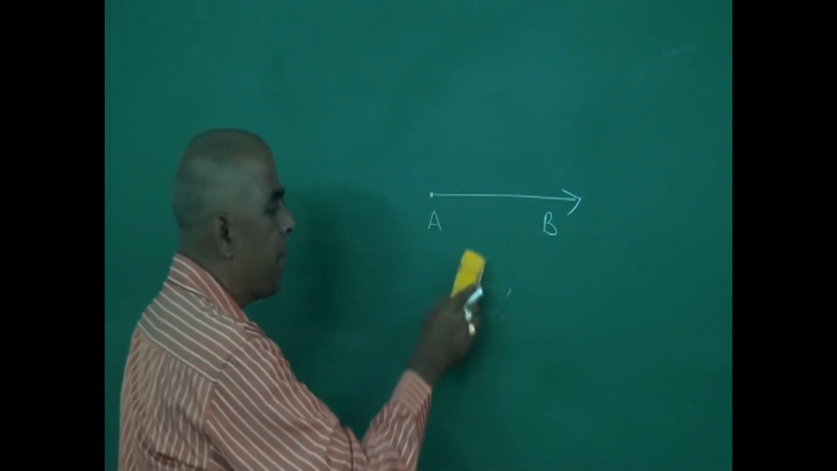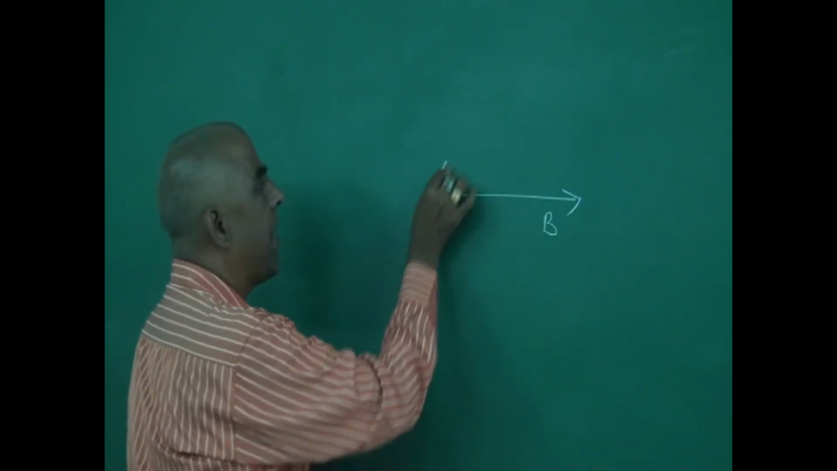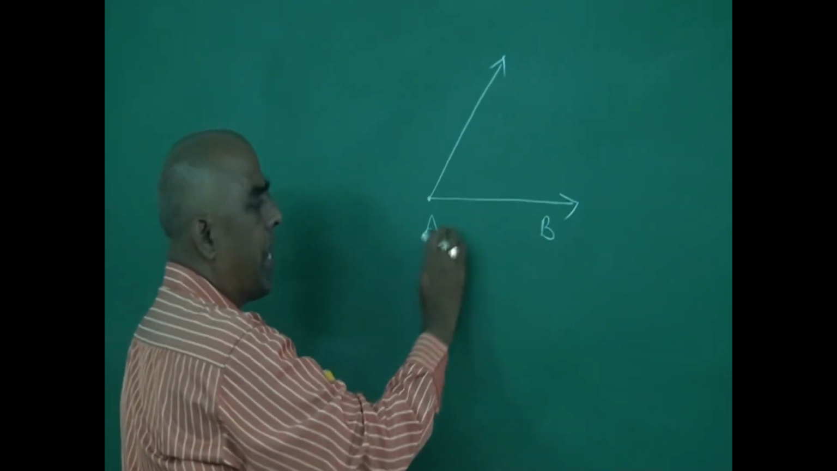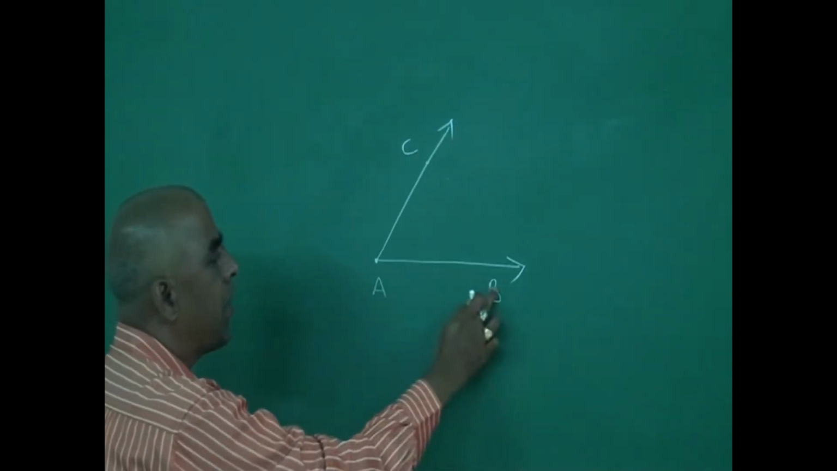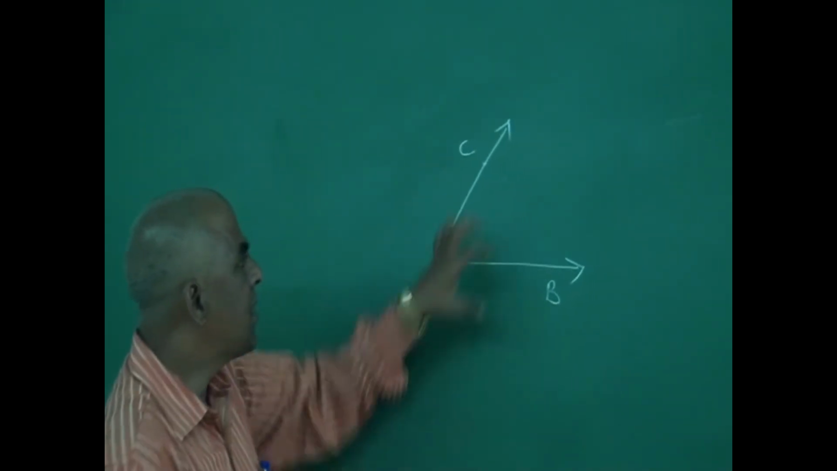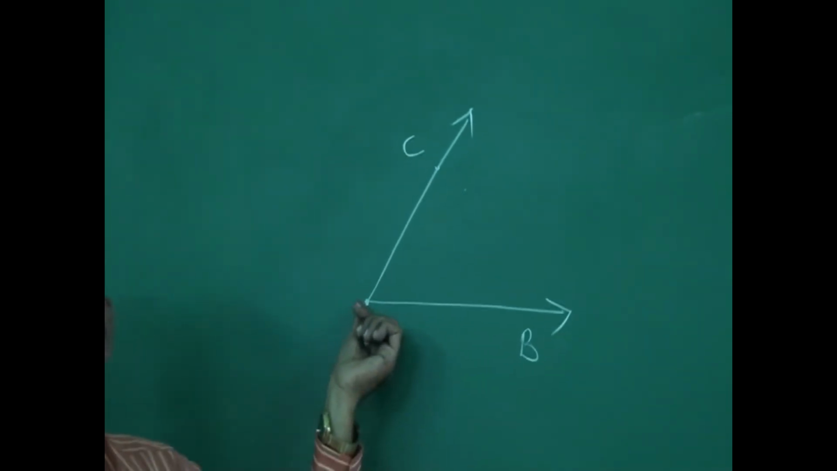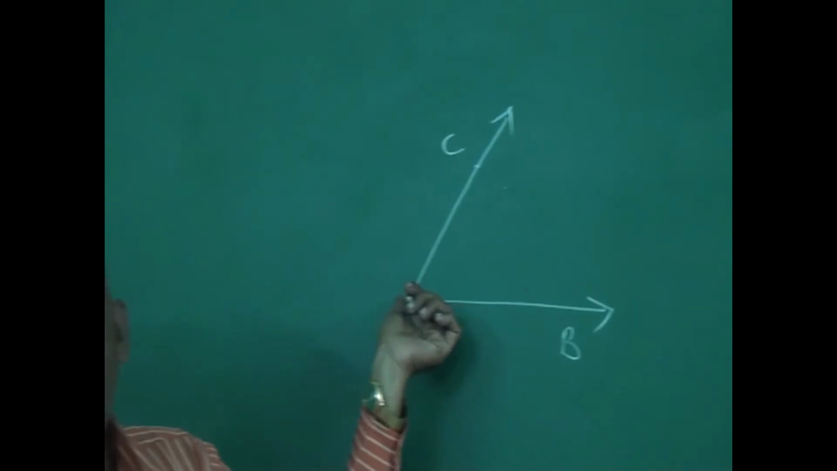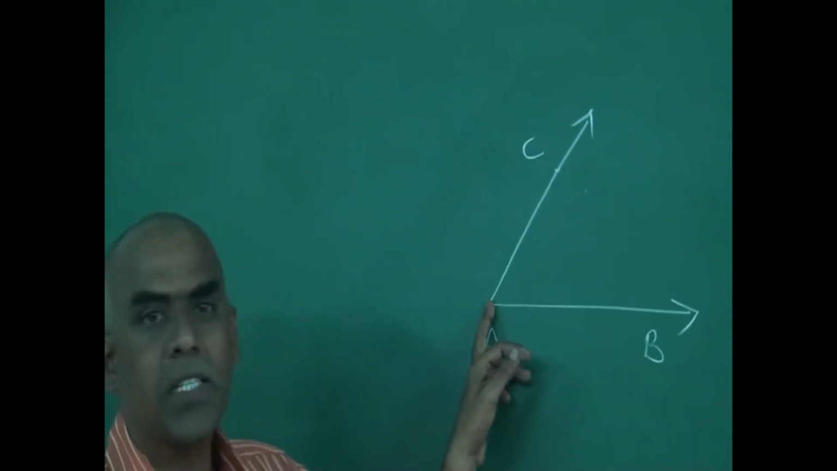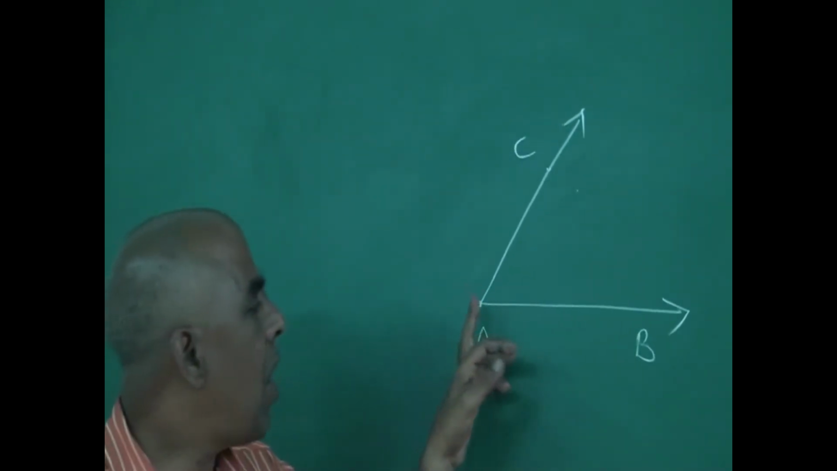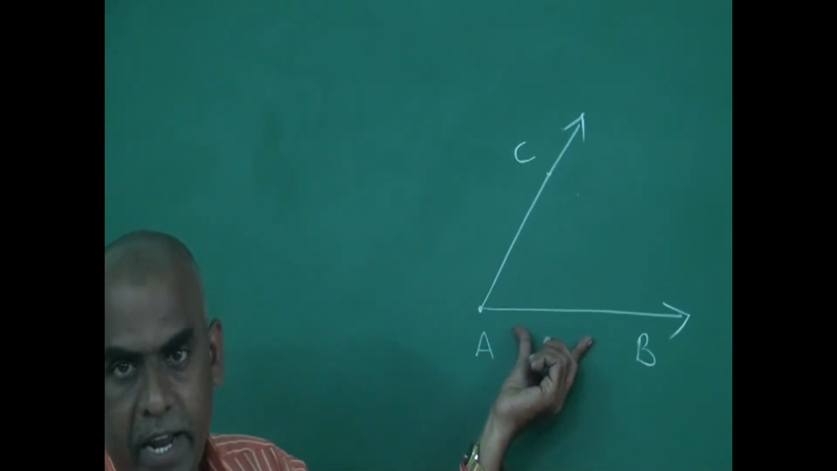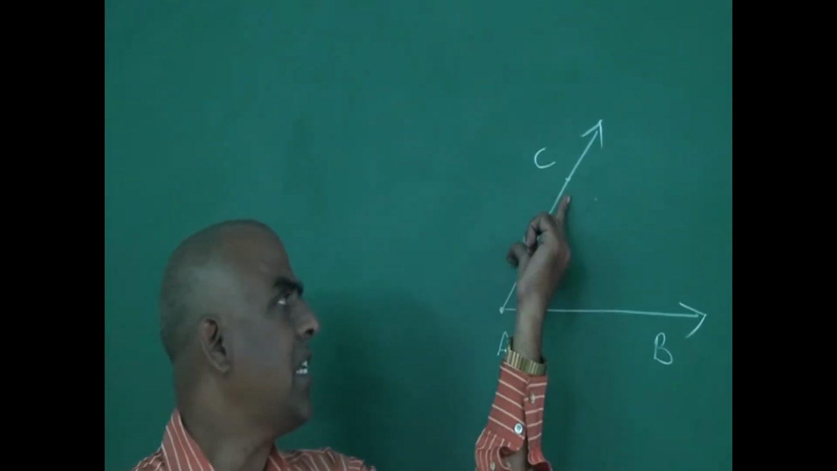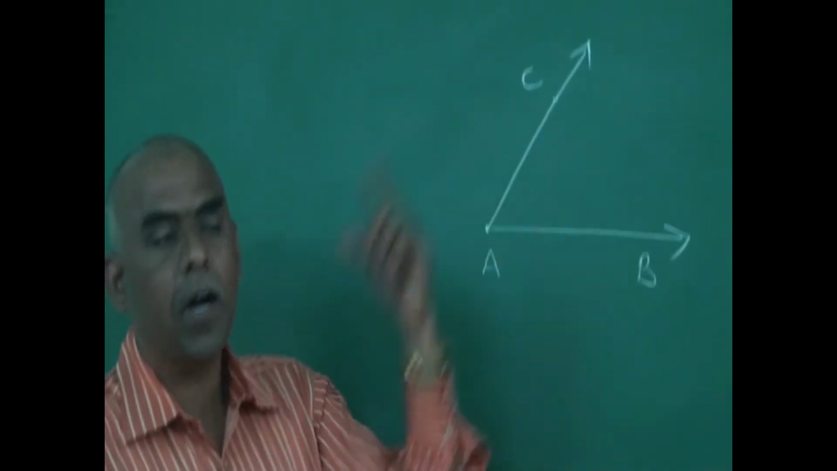This is one ray, and another ray we can draw like this. AB is one ray and AC is another ray. These two rays meet at a place, having a common end point. This common end point is called a vertex. AB is called a side or arm, and AC is also called a side or arm.